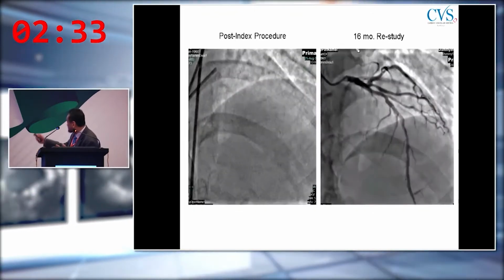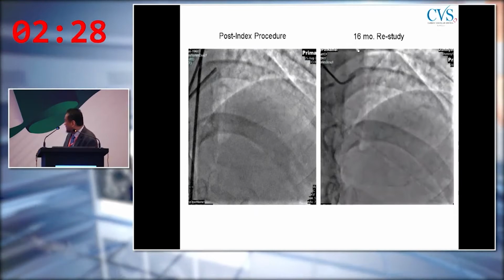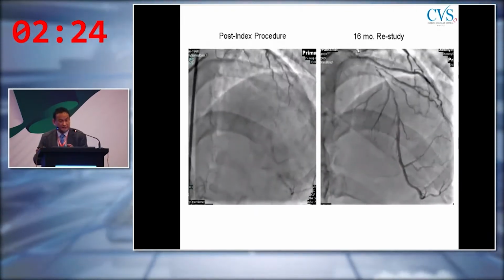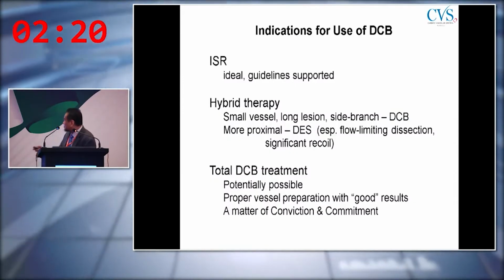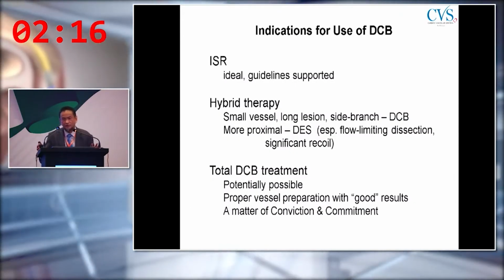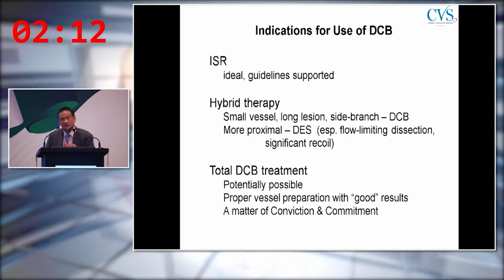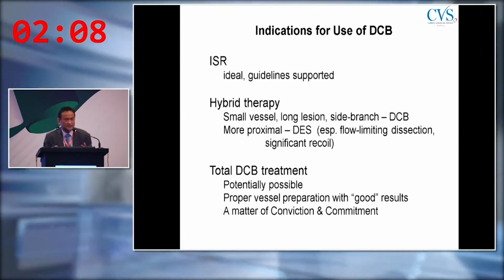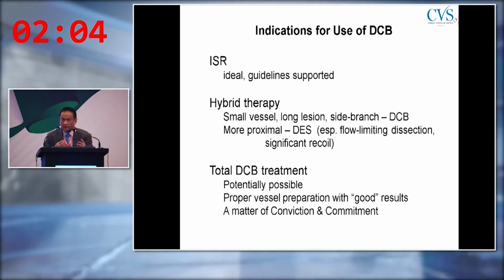All right, so this is the 16 months restudy, and as compared to the post-index procedure, we showed that there's dissection, and the dissection has healed, and the vessel has actually grown. All right, so I believe that the indications for use of DCB in ISR, there's no query about it because it's provided by guidelines, and the data is strong in that, and you don't want to put a second stent. But this is where I feel that we are going to go ahead.